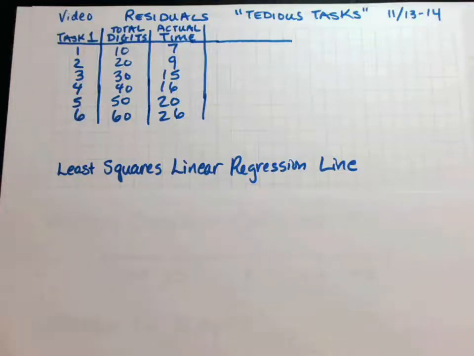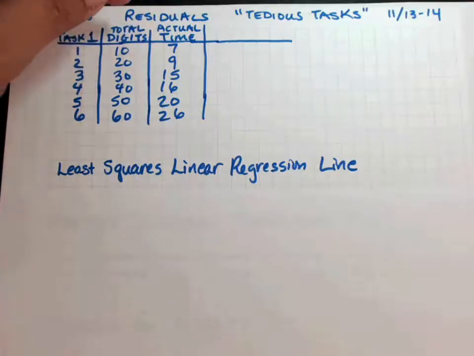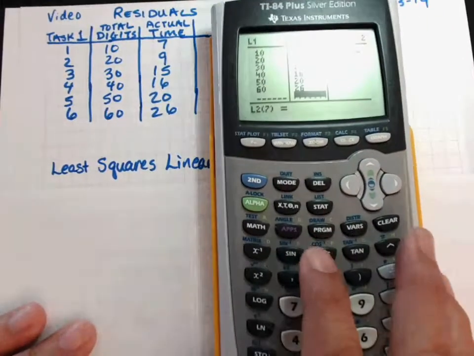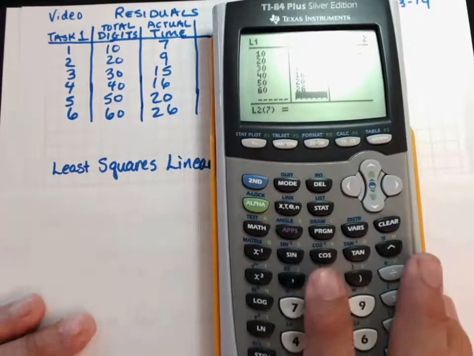Okay, we're going to go ahead and revisit the experiment where we looked at the number of digits that students memorized and how much time it took them. So here we have 10 digits for this student. It took them 7 seconds, 29, etc. And last time I taught you how to do a line of regression for that.